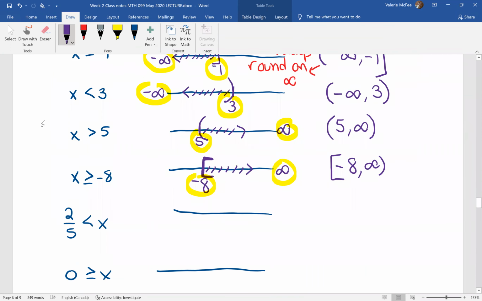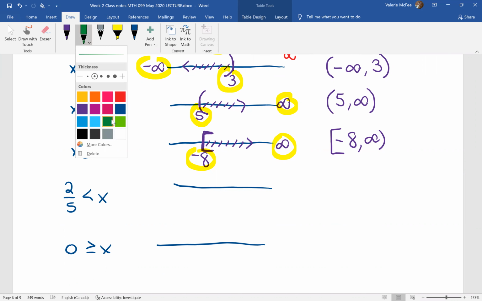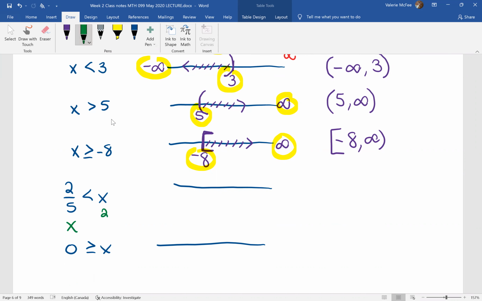The next two are a little bit tricky because X is on the right. I would suggest rewriting these inequalities with X on the left. Do you remember what we said? When we changed X to the other side, we had to change the direction of the sign. Now I can see that X is greater than 2/5. So I'm going to shade to the right towards positive infinity and open bracket.